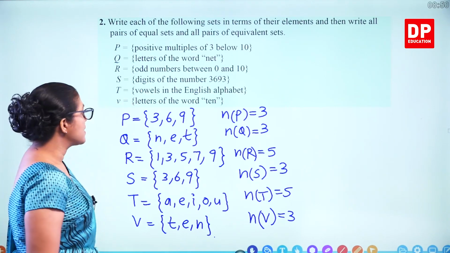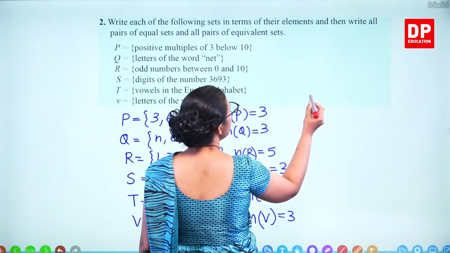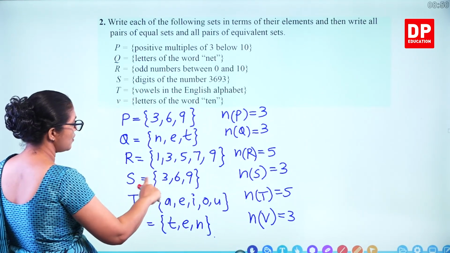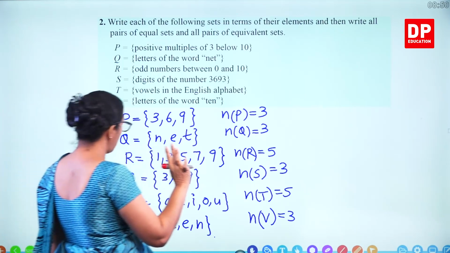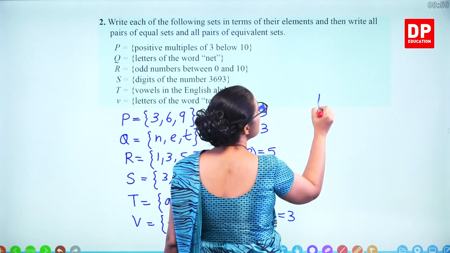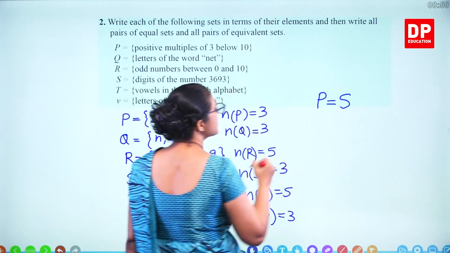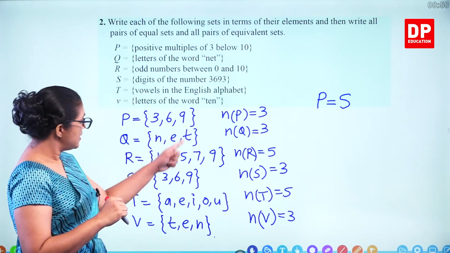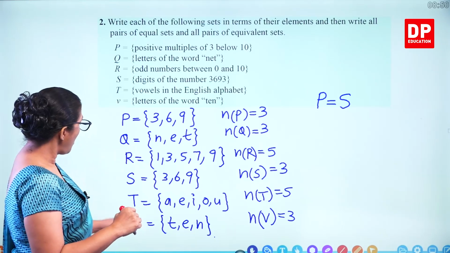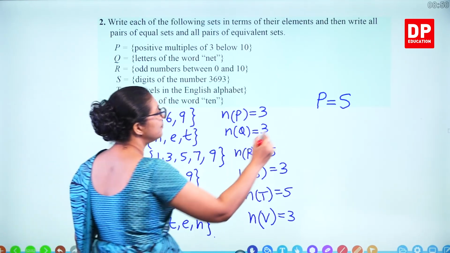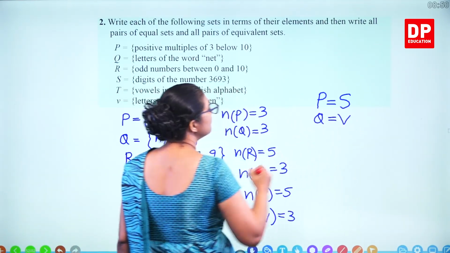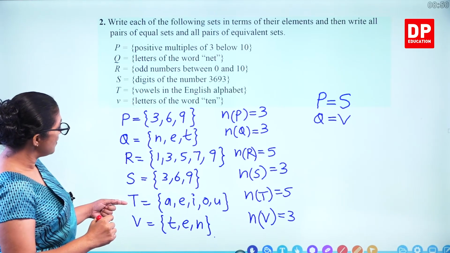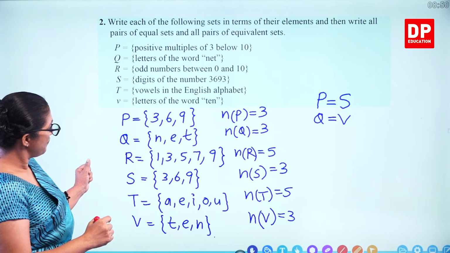What are equal sets? We can write down equal sets. Here 3, 6, 9 and 3, 6, 9. Can you see P and S? Same elements. P is equal to S. Then NET, NET. These two are equal, Q and V. And the other ones are not the same.